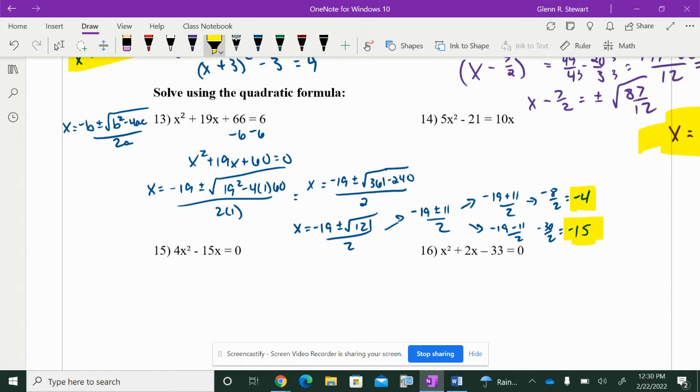Now that took up quite a bit of space, or I could have probably done it on the side, but I kept going with it. I'm going to erase in order to do 14.